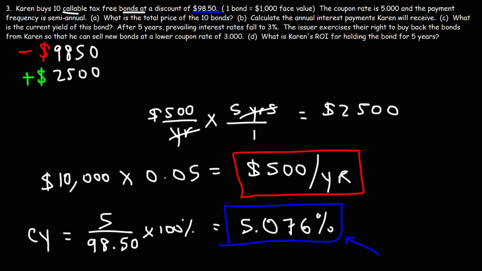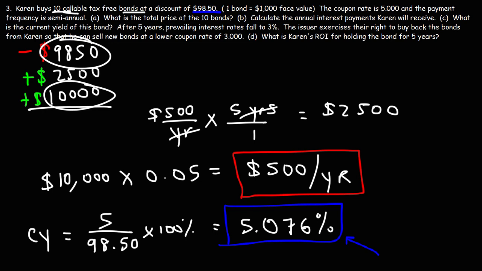Now, when the bond is called back, the issuer has to pay Karen $1,000 for every bond she owns. So since she owns 10 bonds, the issuer has to pay $10,000 back. So on the bonds, she has a capital gain of 150 plus the interest payments of 2,500. So her net gain is 2,650 on this investment.